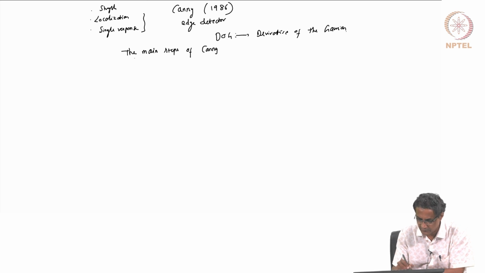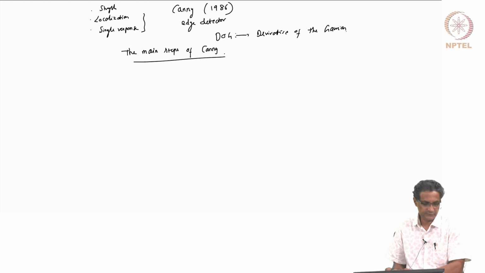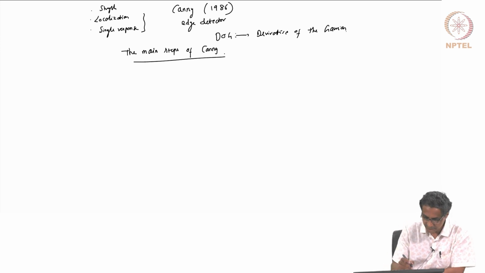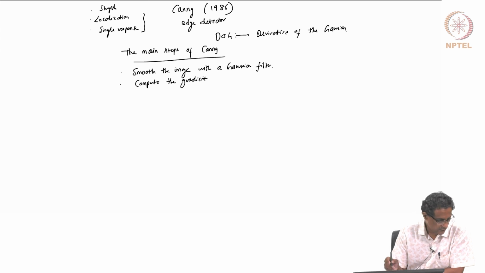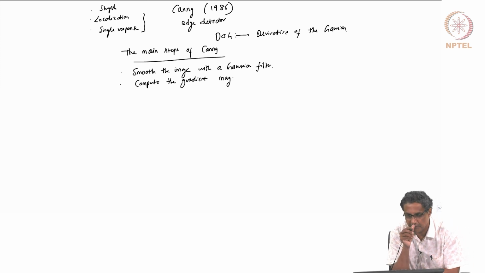Edge detector, and this you will find in your MATLAB and all. This is in OpenCV, everybody will have this. Smooth the image with a Gaussian filter, then compute the gradient magnitude and a direction.